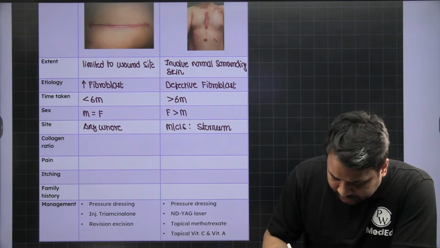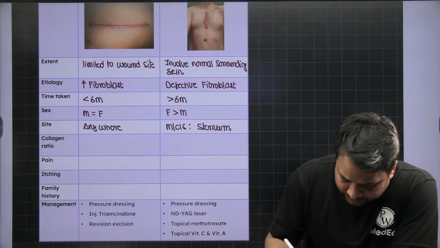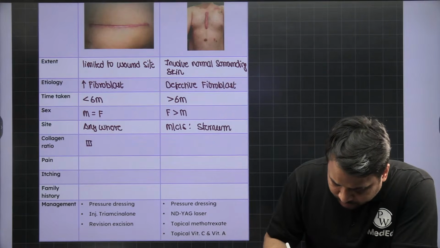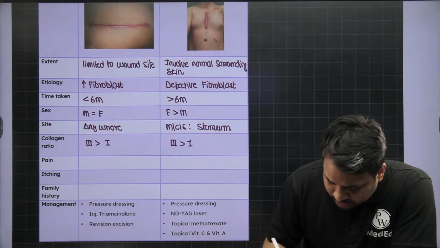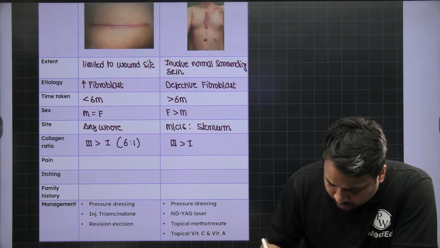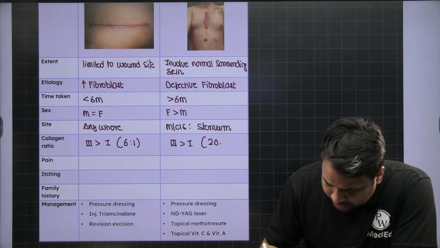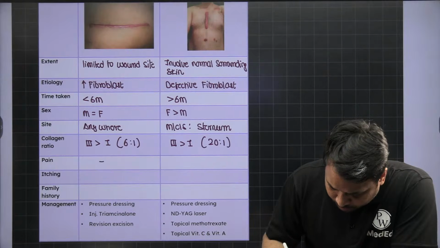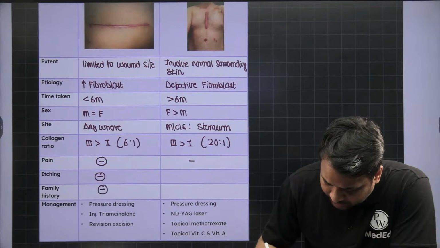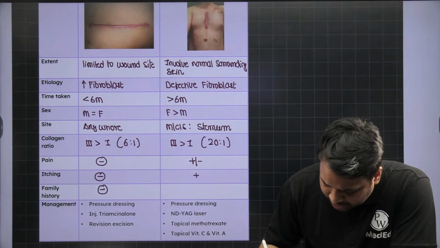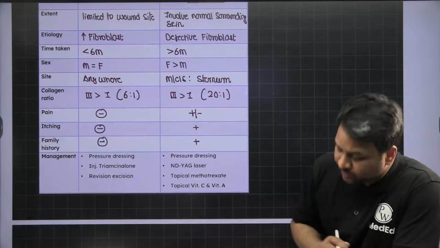In both the components, you will see the type 3 collagen will be more when compared to type 1 collagen. The ratio here is 6:1 and here it is 20:1. There is no pain, there is no itching, there is no family history for hypertrophic scar. The pain may or may not be there, itching is usually there and family history is present.